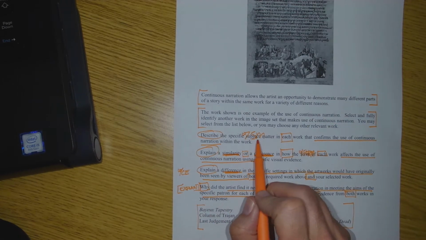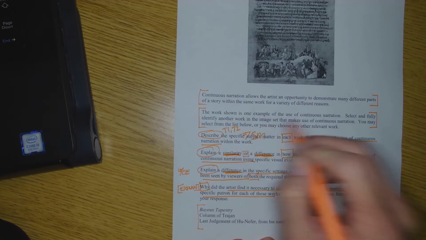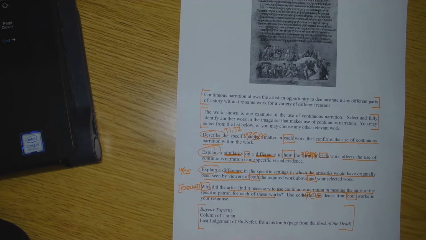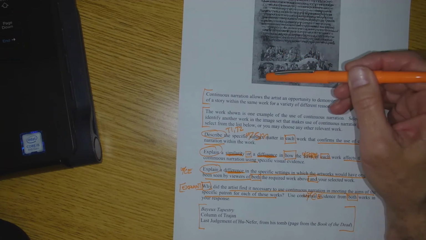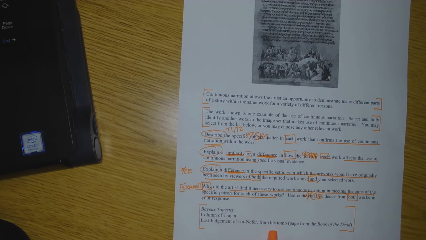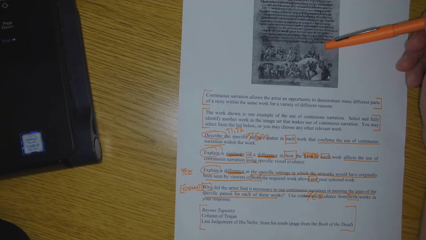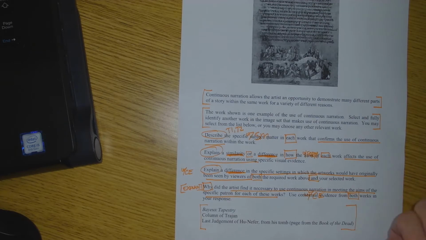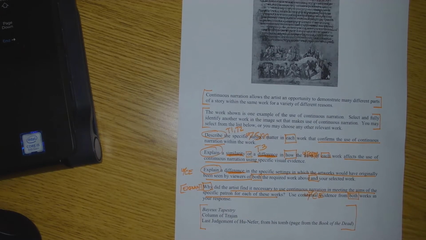Describe specific subject matter in each work. All right, T1 and T2, subject matter that shows continuous narration. Explain a similarity or difference. All right. I think there's a strong similarity with this and the Bayeux Tapestry and maybe the Hunefer. There's a strong difference, I think, between Column of Trajan and this form, right? So it depends on which one you use, but I think that is a formal similarity or difference that makes up T3. Explain a difference in the specific settings, right?